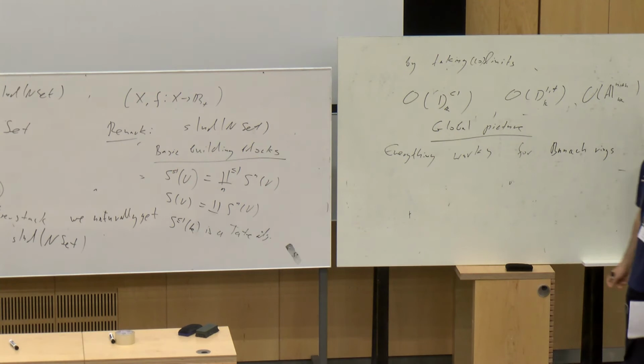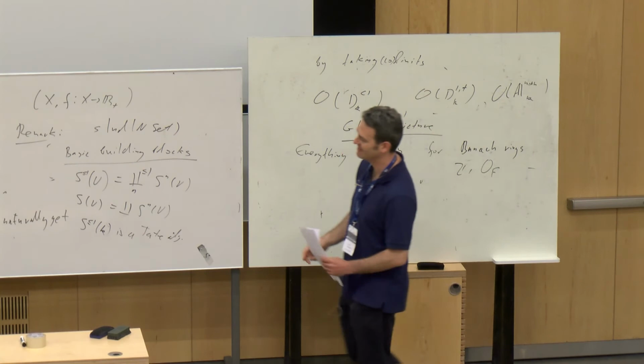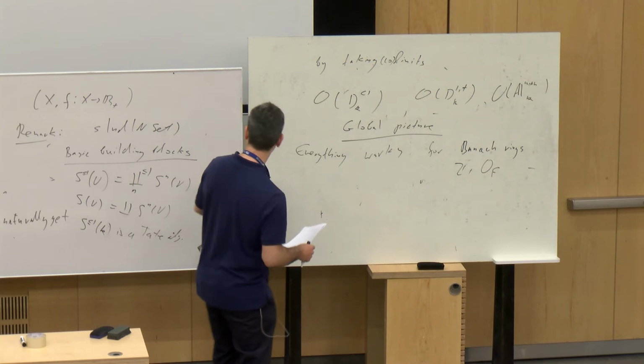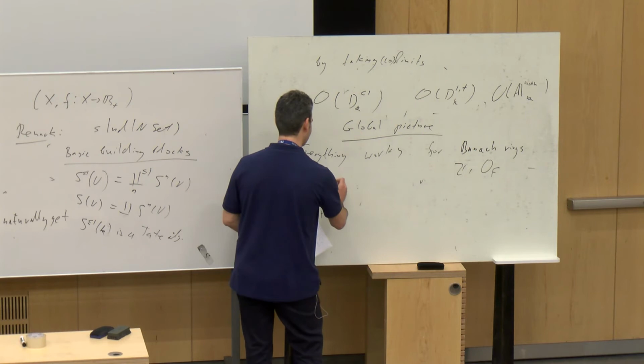So complete normed rings. For instance, the example is Z, or the ring of integers in a function field. So everything I said just works there. And again, you'll have these basic building blocks, so you can define Tate algebras over Z, let's say. And you can, for instance, look at something like a disk of radius less than one over Z.